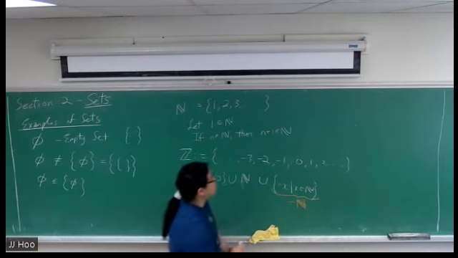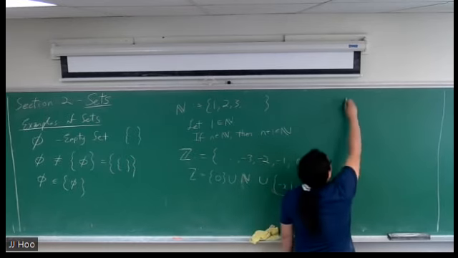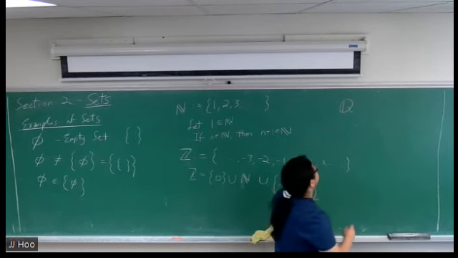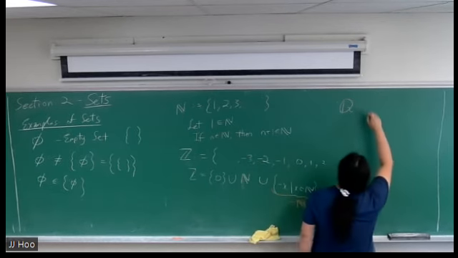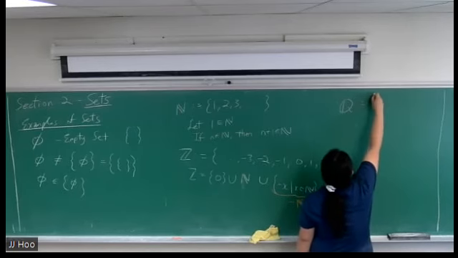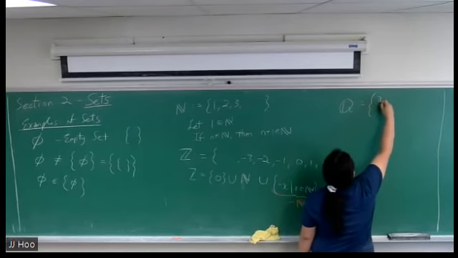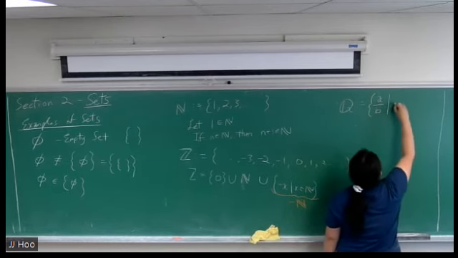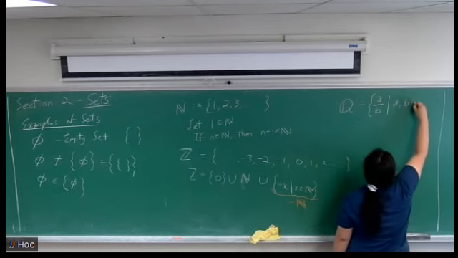Okay, so now we have the rational numbers, right? And this is defined as the set of all A over B such that A and B are integers.